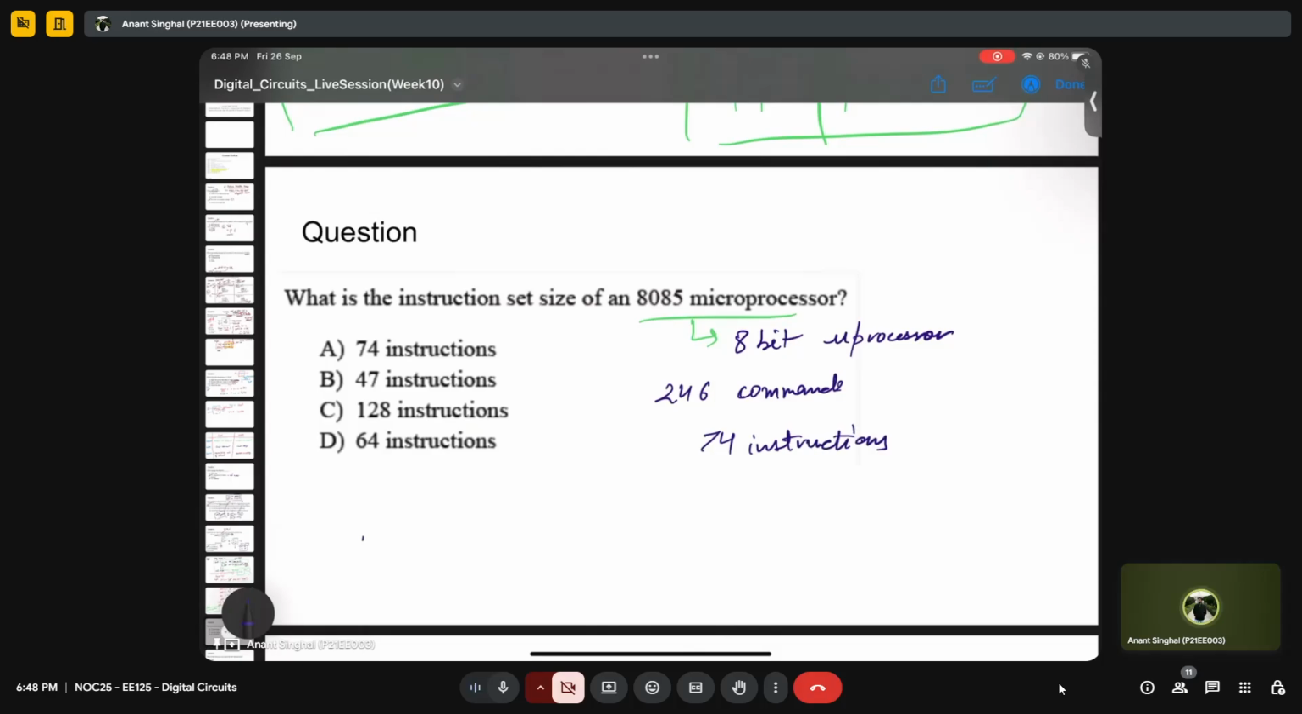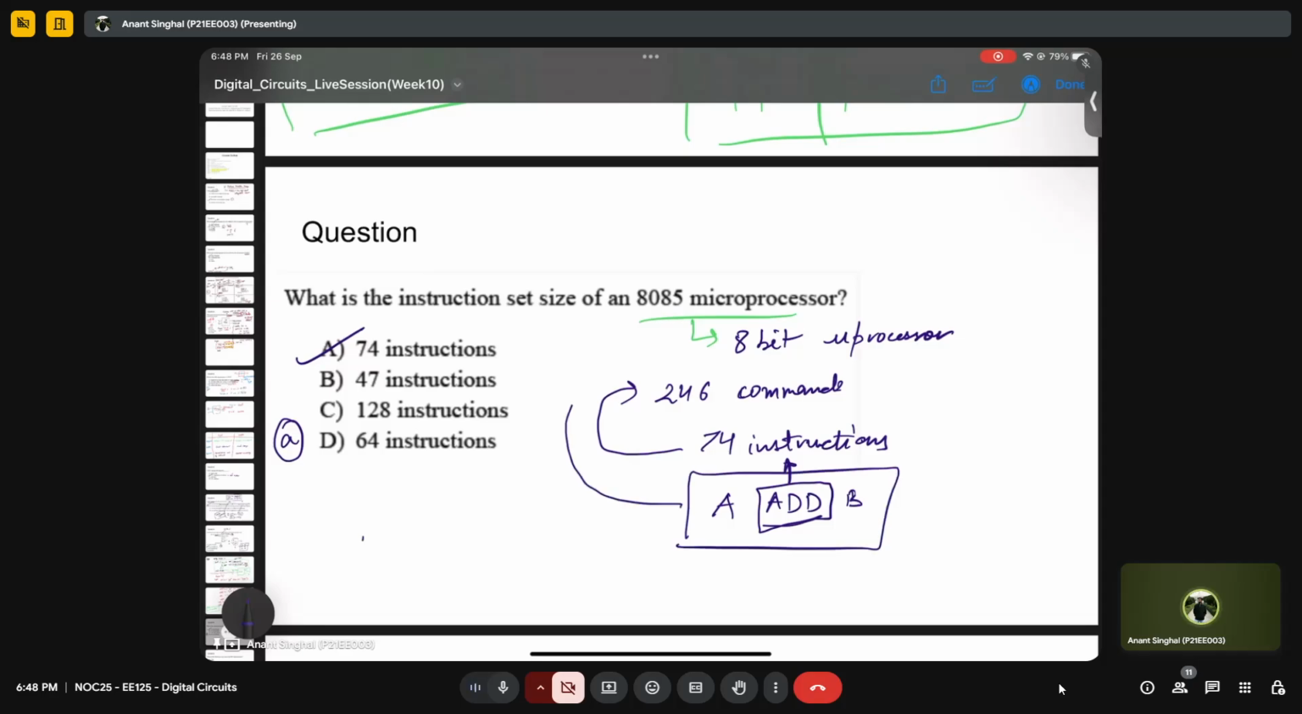The correct answer to this problem was option A. And by instruction, what do I mean? For example, there is a syntax again to use the 8085 microprocessor. So we write, for example, let's say A add B. So this add is the instruction. Like add, we have 74 different instructions, and we have in total 244 different commands. So now the conversion of this human language to the complex machine language is done using a tool called an assembler.